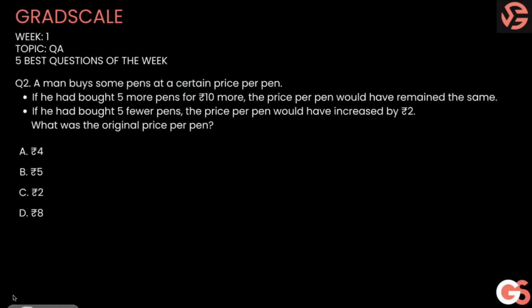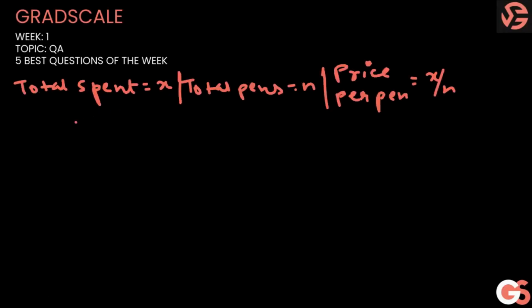Cool. Let us go to the question again. If he had bought 5 more pens for rupees 10 more, that means his spend is increasing by rupees 10 and the number of pens bought is also increasing by 5. Then the price per pen would have remained the same. So we can write it in this manner. For the first equation, it is something of this sort. So that is x plus 10 by n plus 5 is equal to x by n.